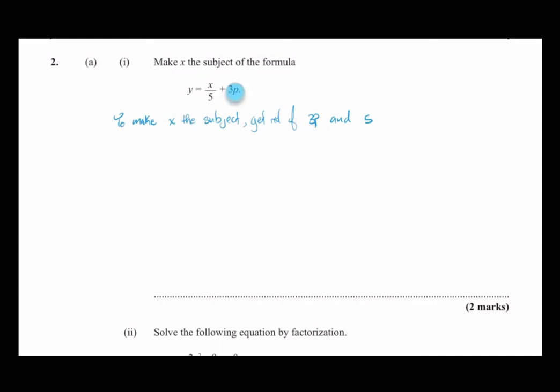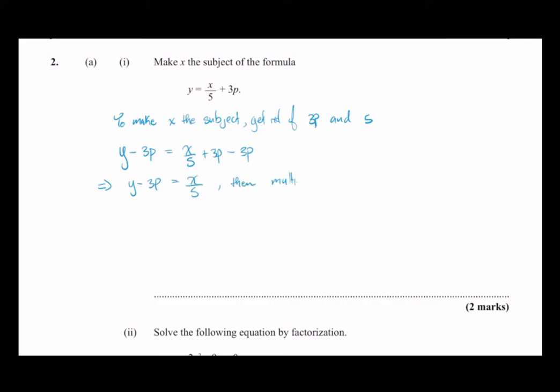To get rid of 3p, we want to subtract 3p from both the left-hand side and the right-hand side. So this gives us y minus 3p equals x divided by 5 plus 3p minus 3p. And we see where 3p minus 3p becomes 0. So we're now left with y minus 3p equals x divided by 5.